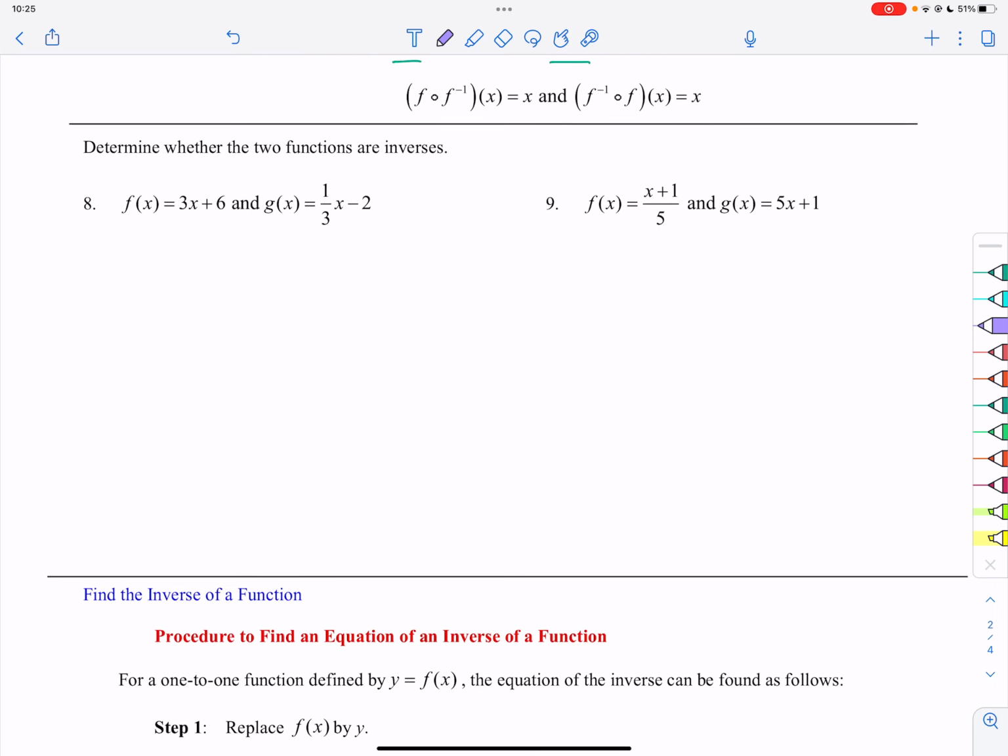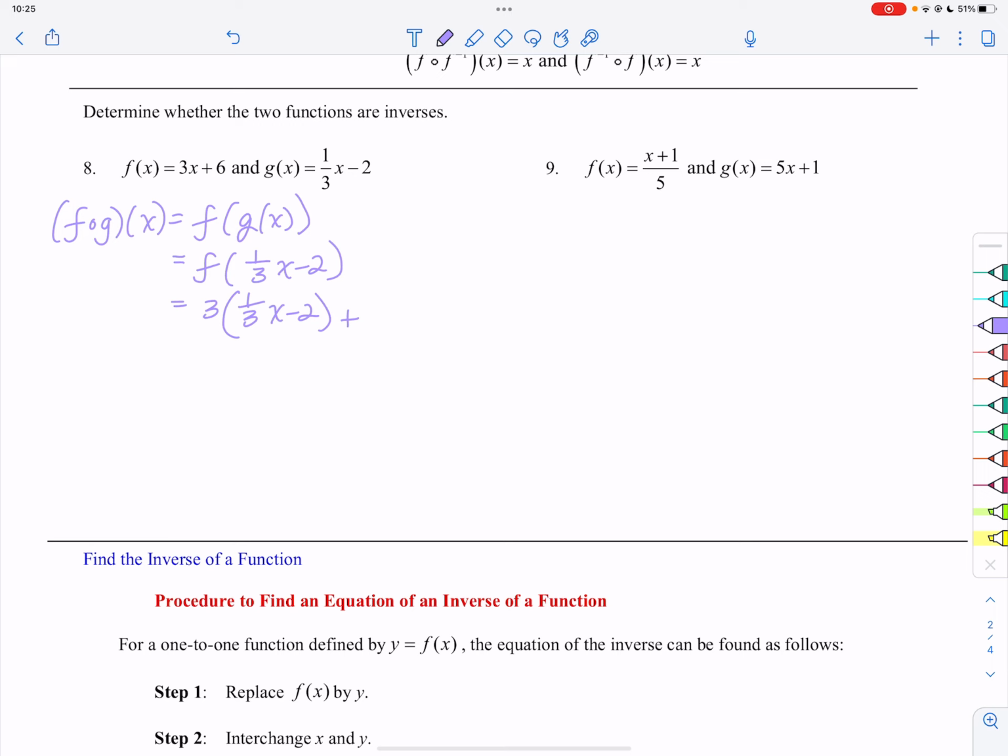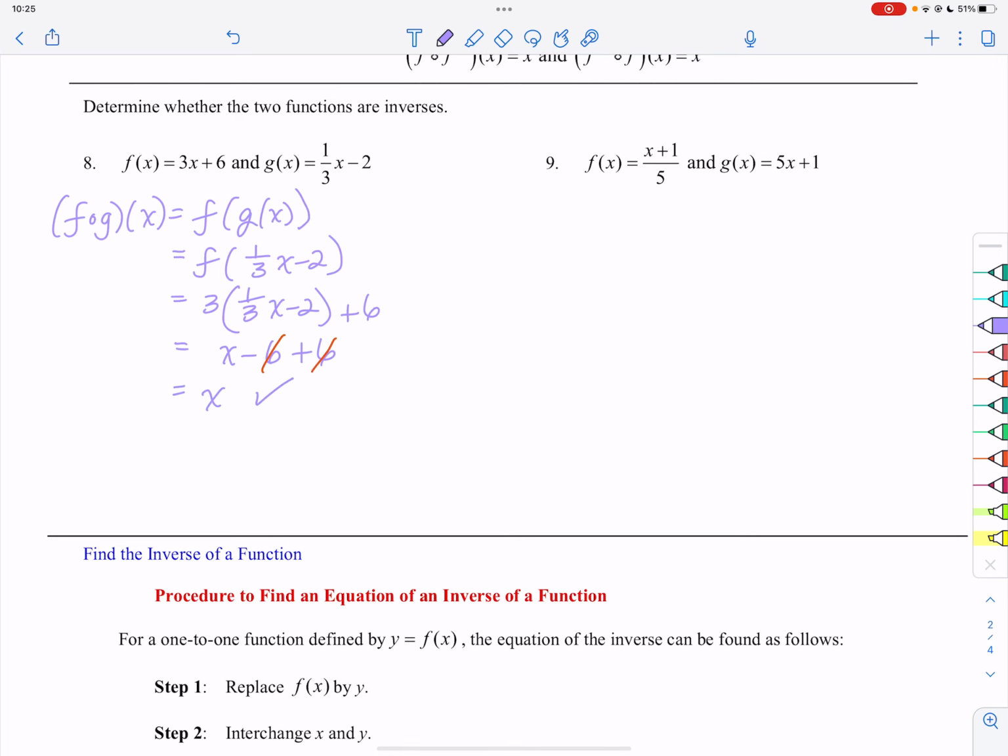So we're given f of x and g of x. Let's find f composed with g of x first. That's defined as f of g of x. And that's equal to f of 1/3 x minus 2. And that's equal to 3 times 1/3 x minus 2 plus 6. And that's x minus 6 plus 6, and we come up with x.